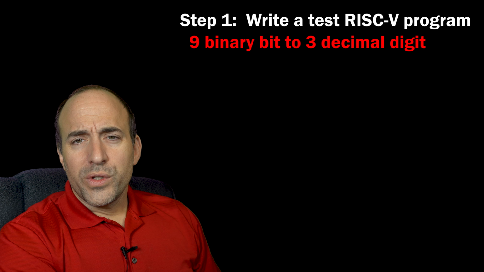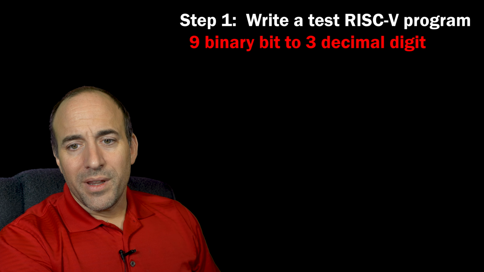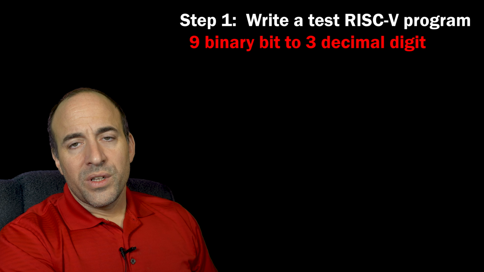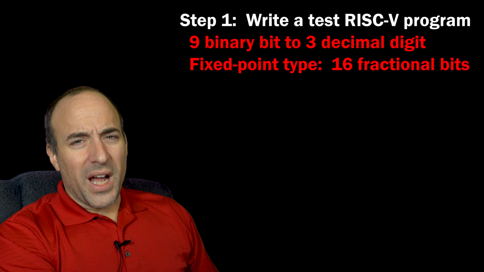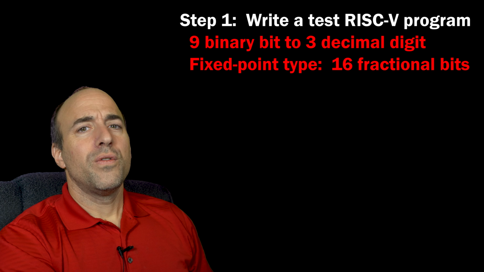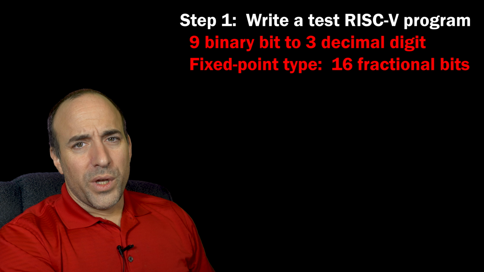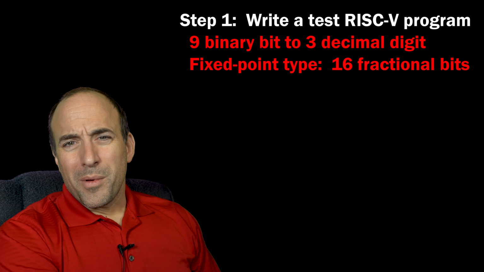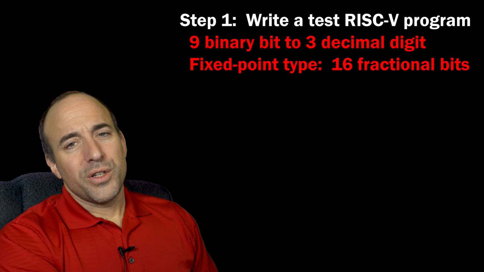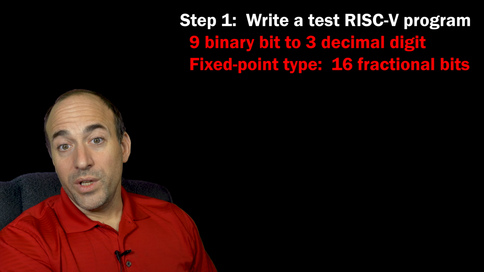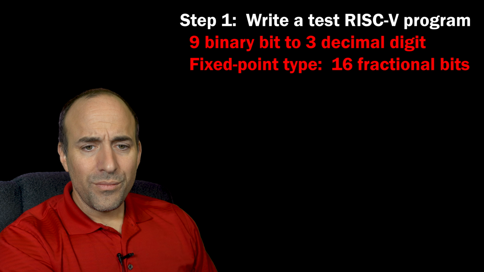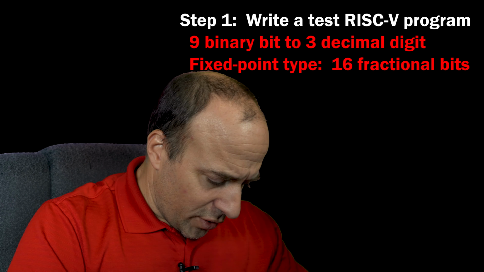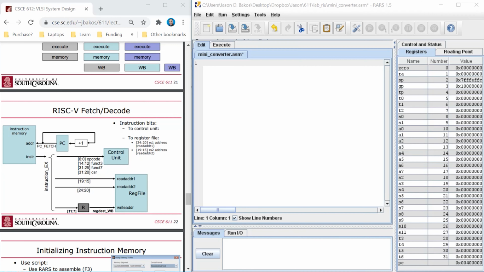And we'll use a fixed point data type that uses 16 fractional bits instead of 32 fractional bits, as we call for in Lab 2. This is just to make the program a bit different, but it shouldn't be too hard to adapt this program to the one you need for Lab 2. Okay, so let's go over here to RARS.